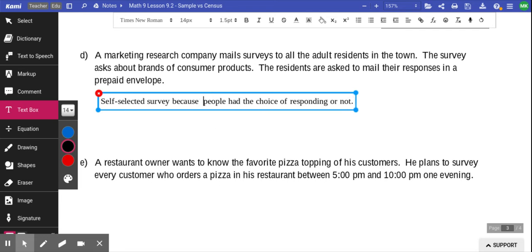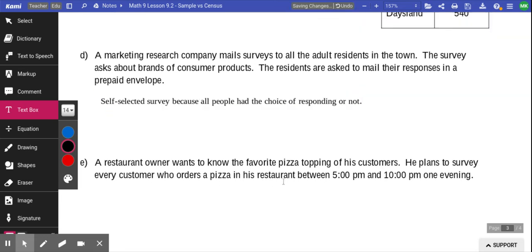And it's all the people had a choice of responding or not. So they're choosing, they're self-selecting whether or not they want to participate.